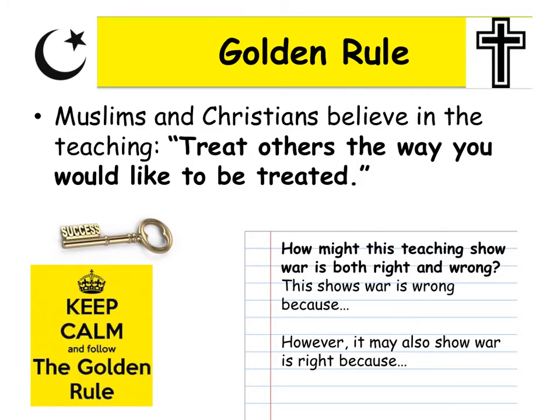Time to look at another one of our key rules. This time we're going to look at the golden rule. Both Muslims and Christians believe in the idea that you should treat others the way that you would like to be treated. I want you to write down on your piece of paper how this teaching might show that war is both right and wrong. Use it first of all to say that war is wrong, and second of all to show that war is right. Pause the video now and answer the question using that teaching.